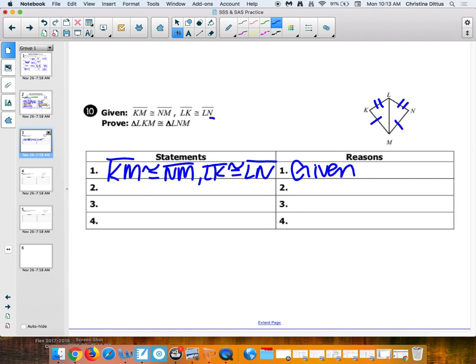So I am all out of my given, which means the picture has to tell me the rest of my proof. What's the picture tell me? Reflexive. LM equals LM? Because, like my friends have said, it is reflexive.